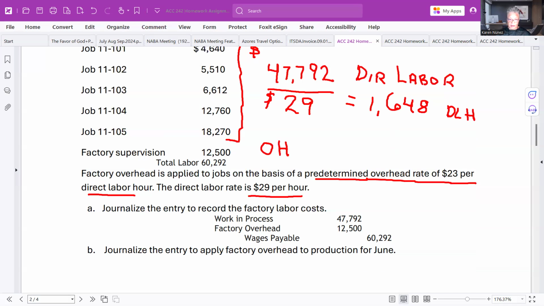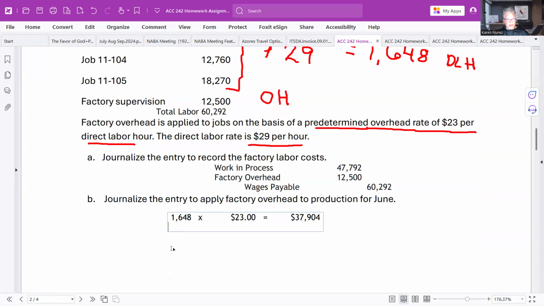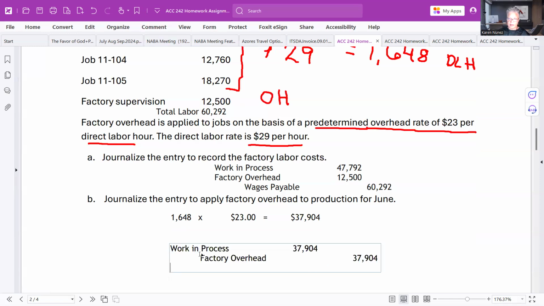We're going to take the actual hours that we can trace to our jobs and multiply times our rate, $23. That's the amount of overhead that we need to assign to these jobs, the amount of overhead that we're going to apply or allocate to work in process. So our basic entry is going to be to record that overhead in that work in process account. Debit work in process for 37,904, credit factory overhead for 37,904.